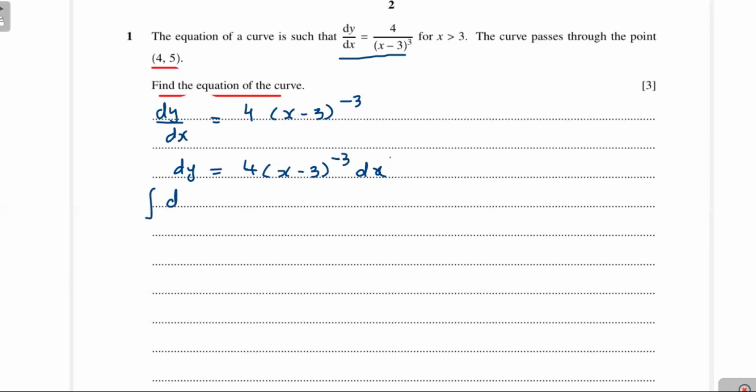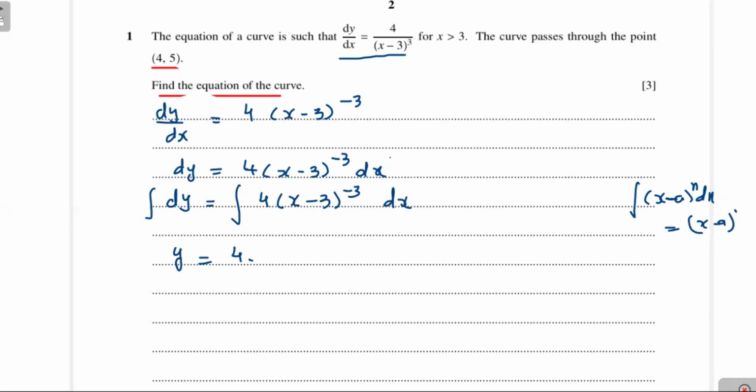Now we write it as integration of dy equals integration of 4 into (x minus 3) power minus 3 dx. Now integration of dy will be equal to y, and the 4 is written as it is. Now the integration of (x minus 3) power 3, we use the formula: integration of (x minus a) power n equals (x minus a) power n plus 1 over n plus 1. Now we write it as (x minus 3) power minus 3 plus 1 over minus 3 plus 1, plus c.